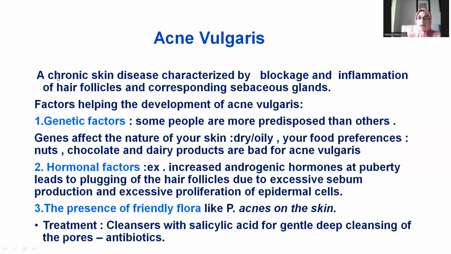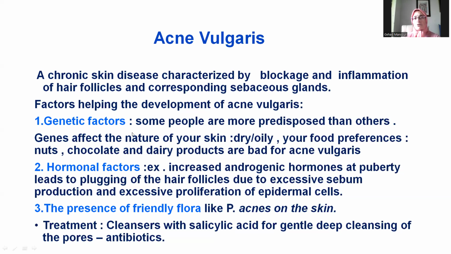So what is acne vulgaris? It is a chronic skin disease. Chronic skin disease characterized by what? By blockage first, and then by inflammation of the sebaceous glands and the hair follicles that are associated with them. Are there factors that help this? Yes. First of all, genetic factors, meaning that all these changes we've talked about due to the androgens become more probable to occur if you are genetically predisposed. So genetic factors are an important factor in determining the occurrence of acne vulgaris, and it's familial.